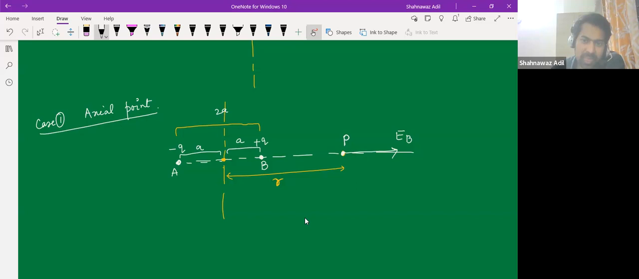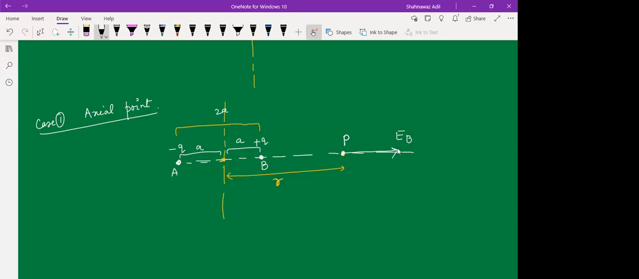Yes, due to minus Q charge. Towards, right? So this would be E.